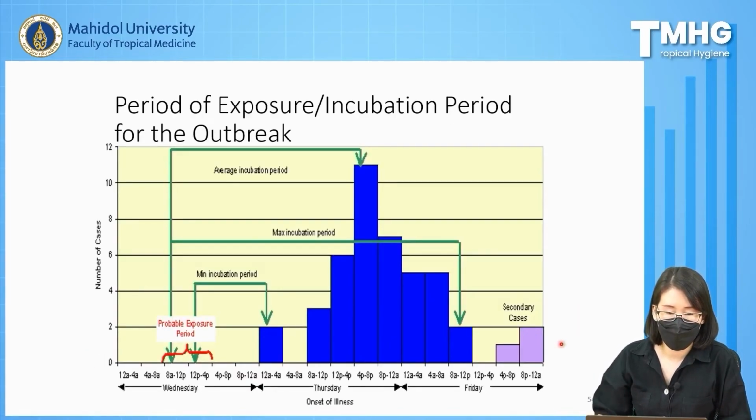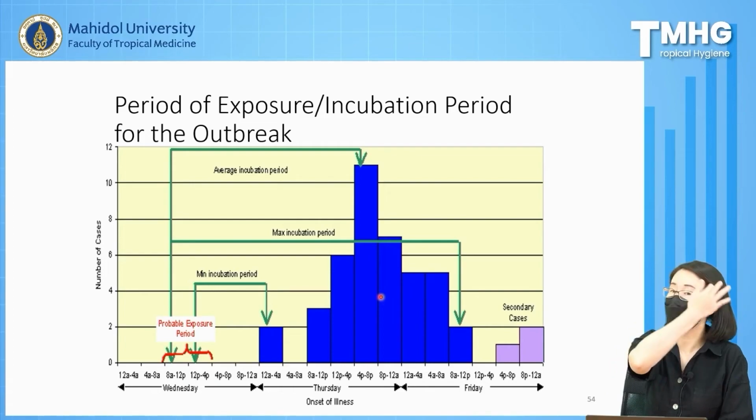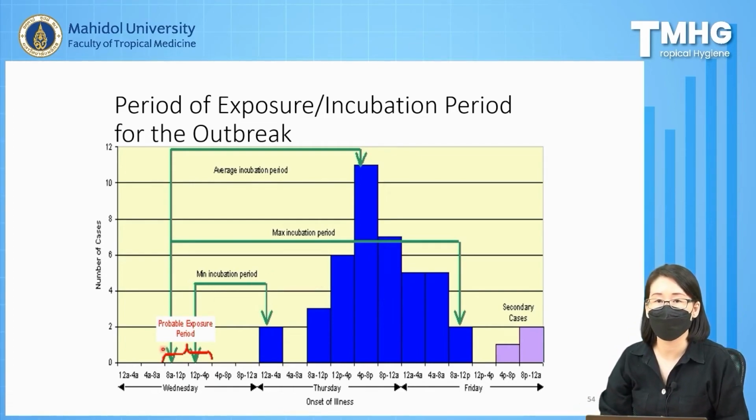Okay, and we can identify periods of exposure from the epi curve, and it also gives you a hint about the pathogen. If you know exactly the exposure period, you can calculate back and get the incubation period, okay.